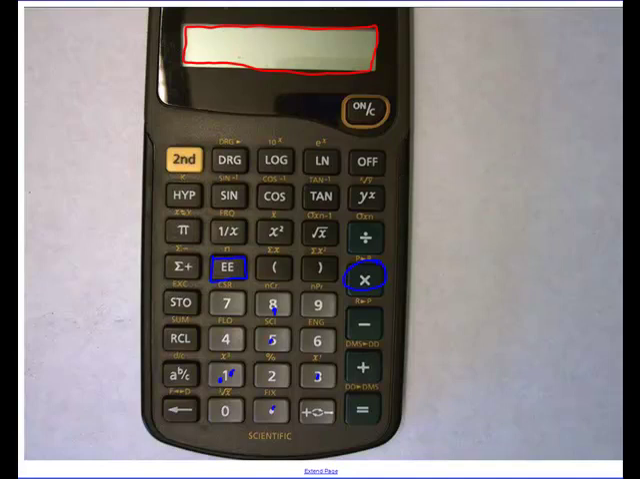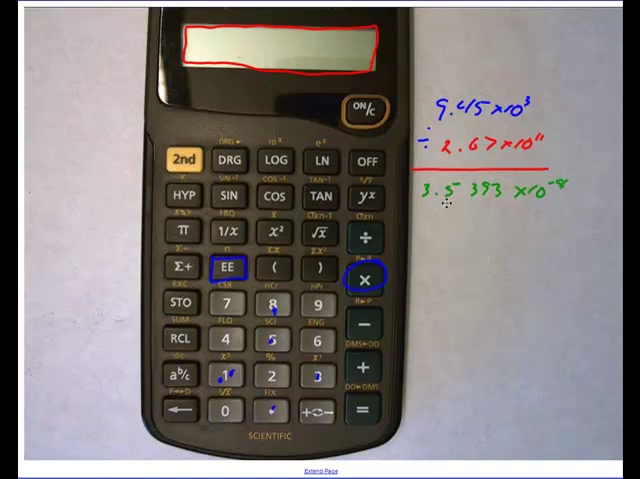So let's do 9.45 times 10 to the third, and we'll divide that by 2.67 times 10 to the 11th. All right? And your answer, if you get what I get, is 3.5393 times 10 to the minus 8th.